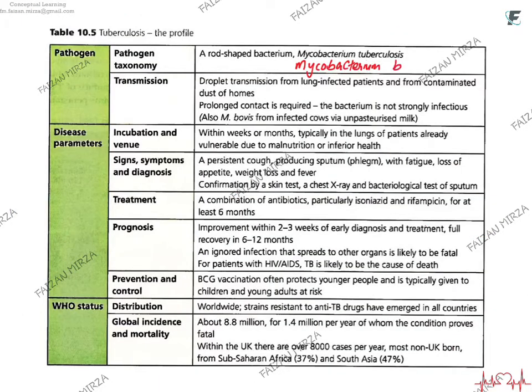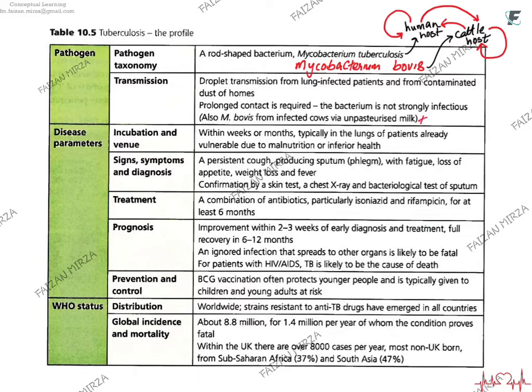Then discussing the pathogen here. The pathogen here is the bacteria, which is a rod-shaped bacteria. It is Mycobacterium tuberculosis, and the other bacteria is Mycobacterium bovis. So there are two bacteria, and both of them can cause tuberculosis. Mycobacterium tuberculosis causes it in the human host, whereas bovis causes it in cattle.